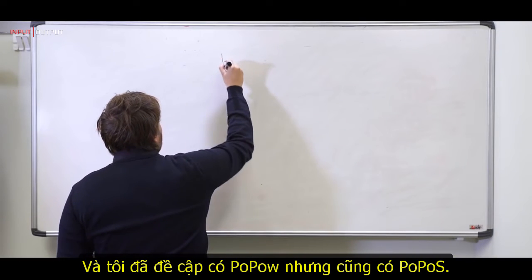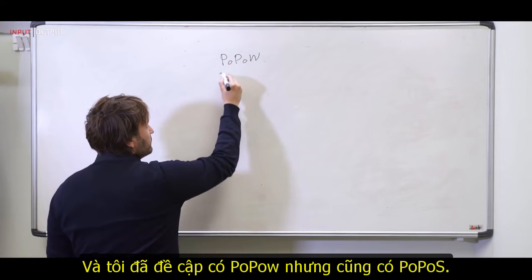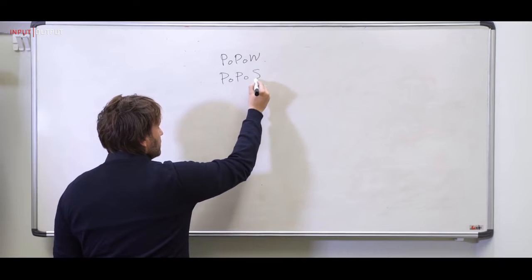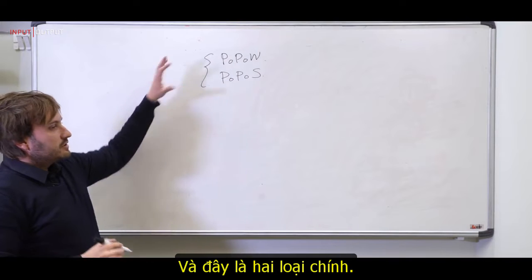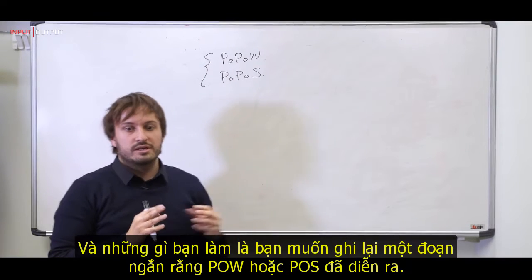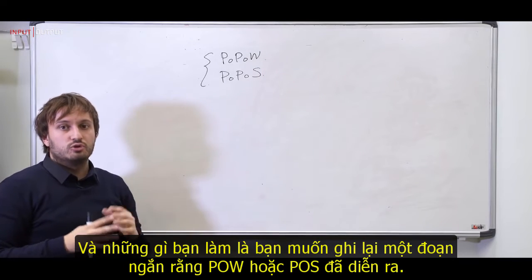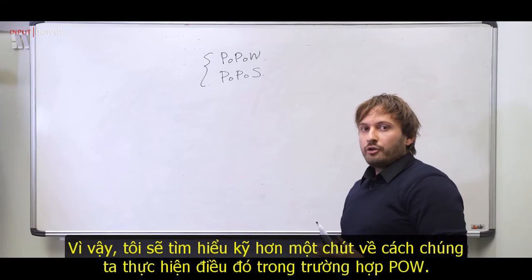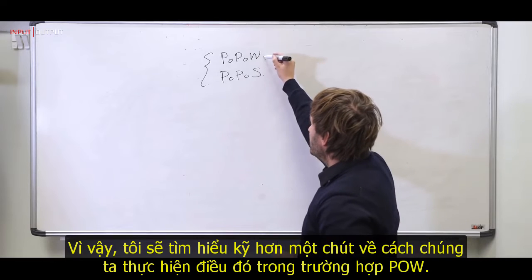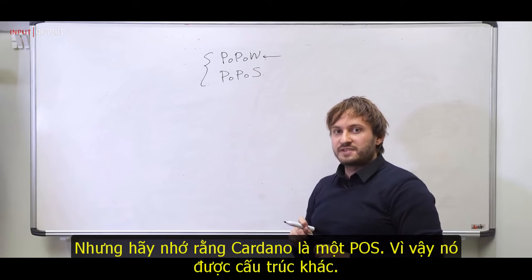And recall that I mentioned there's proofs of proof of work, but there's also proofs of proof of stake. So these are the two main categories. And what these do is you want to capture in a short string, a short piece of file, that proof of work or proof of stake took place. So I'll get a little bit more technical on how we do that in the case of proof of work. But recall that Cardano is a proof of stake system, so in that case it's a different construction.